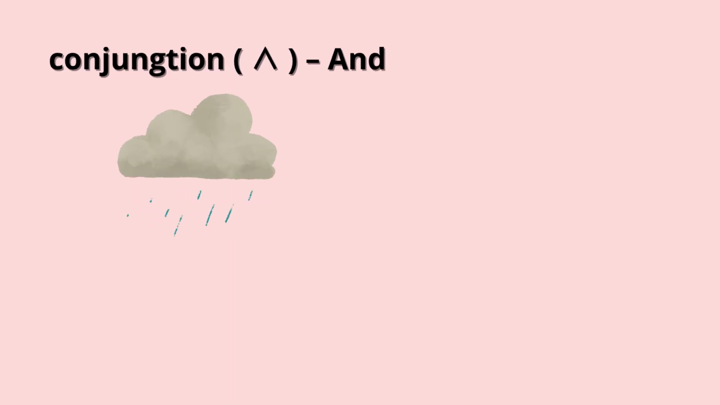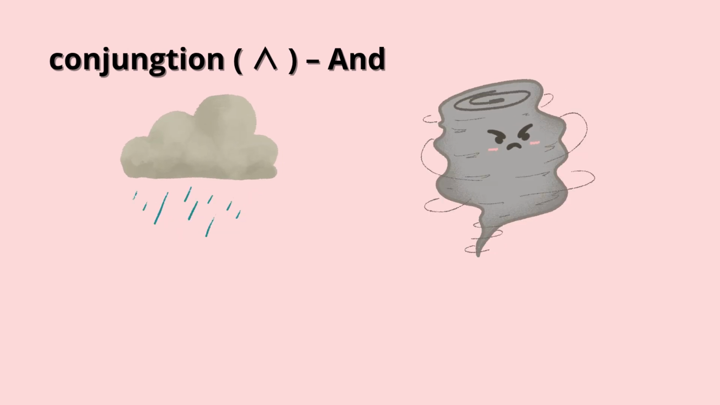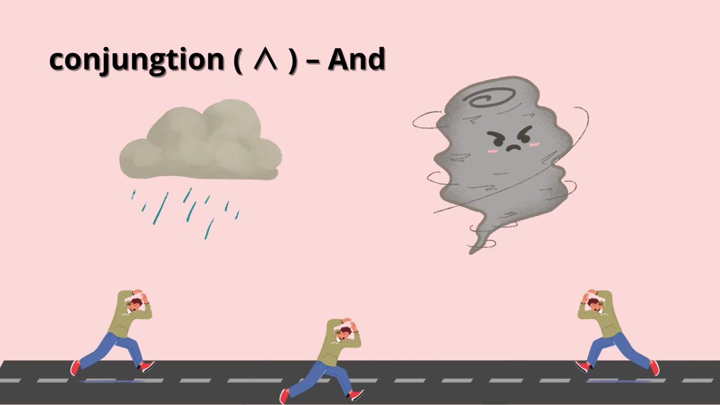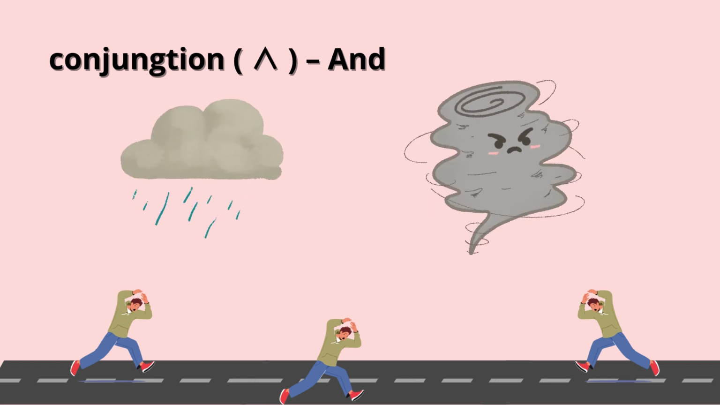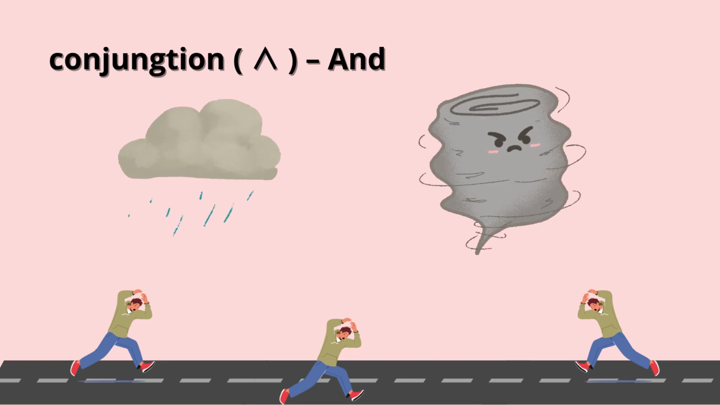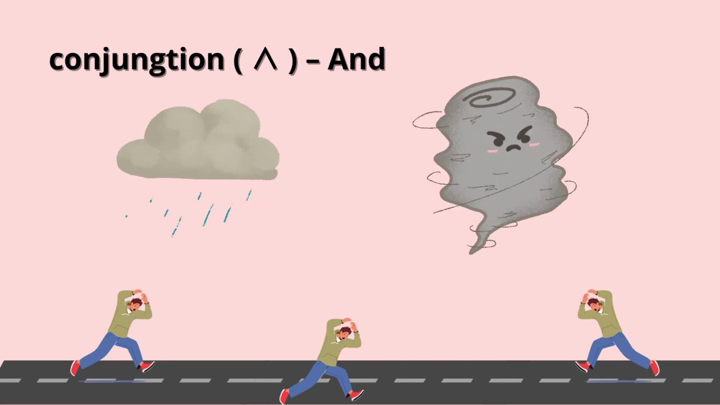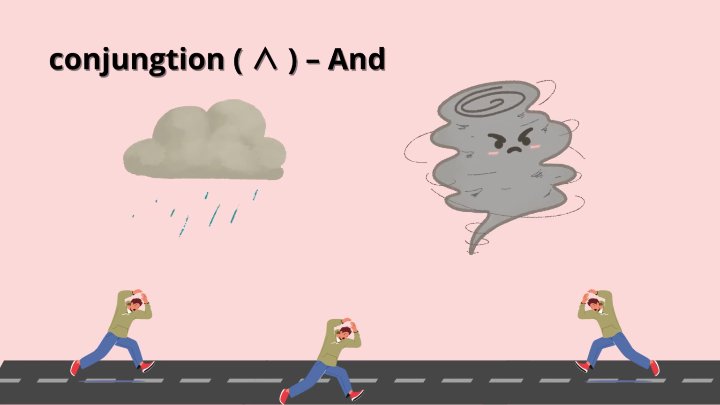Then there is also the conjunction symbol, usually called AND. For example, it's going to rain today, and a big storm is coming. So the statement is true only if both statements are true.